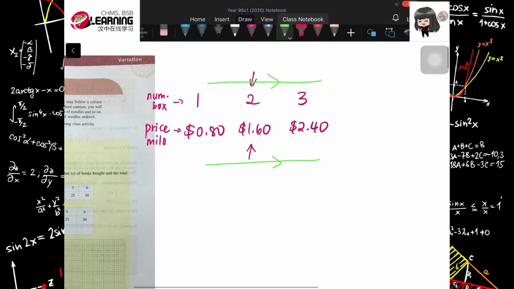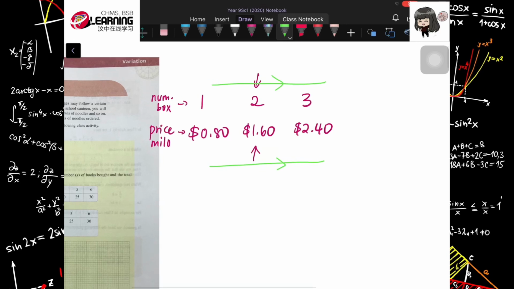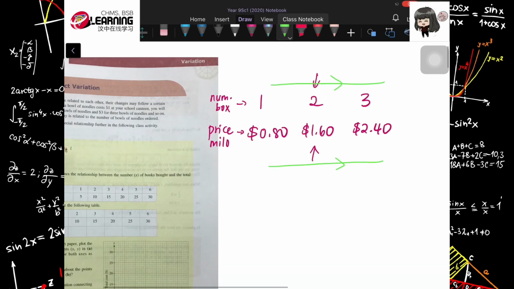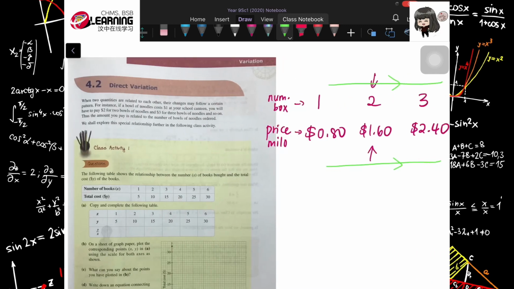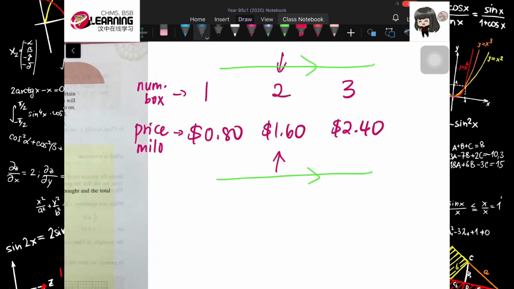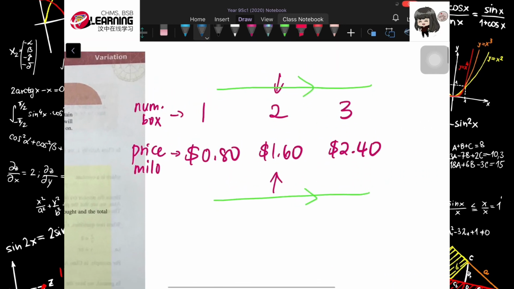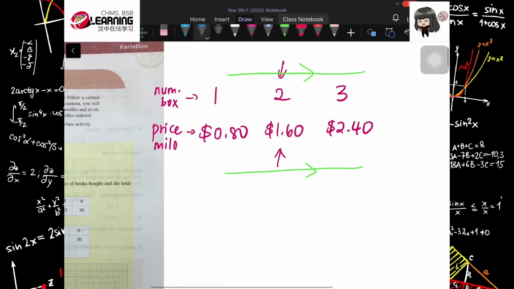Right? So the more Milo you buy, the price of the Milo will be increasing. This is what we call direct variation. When the number of boxes increases, the price of the Milo also increases. We call it a direct variation or direct proportion. And one more thing I want you to know is that when the number of boxes increases and the price increases, we actually can find a constant. There is a constant here.